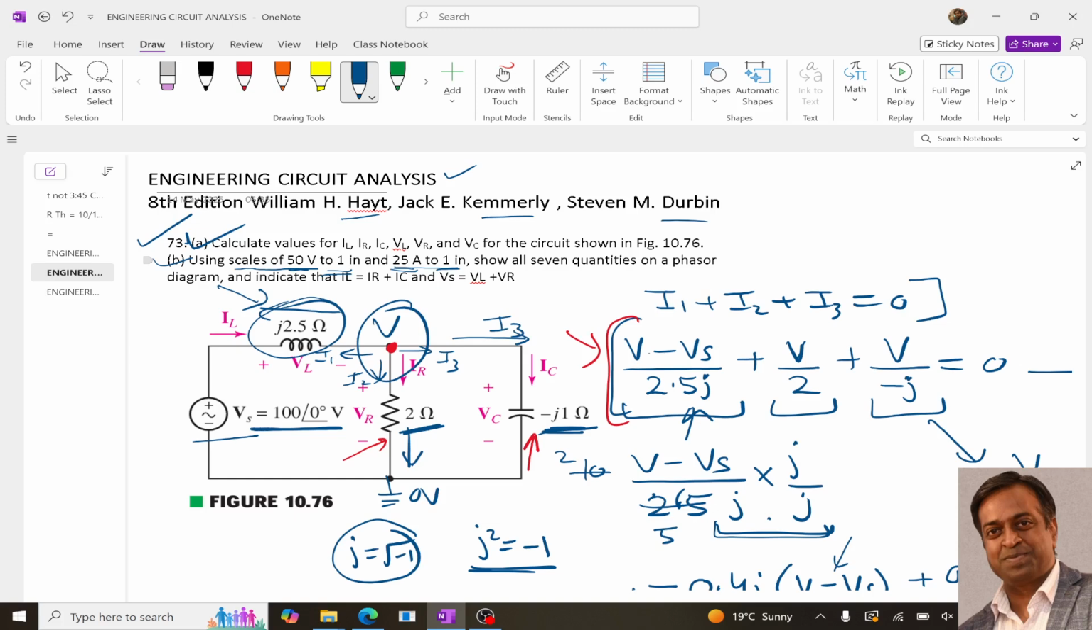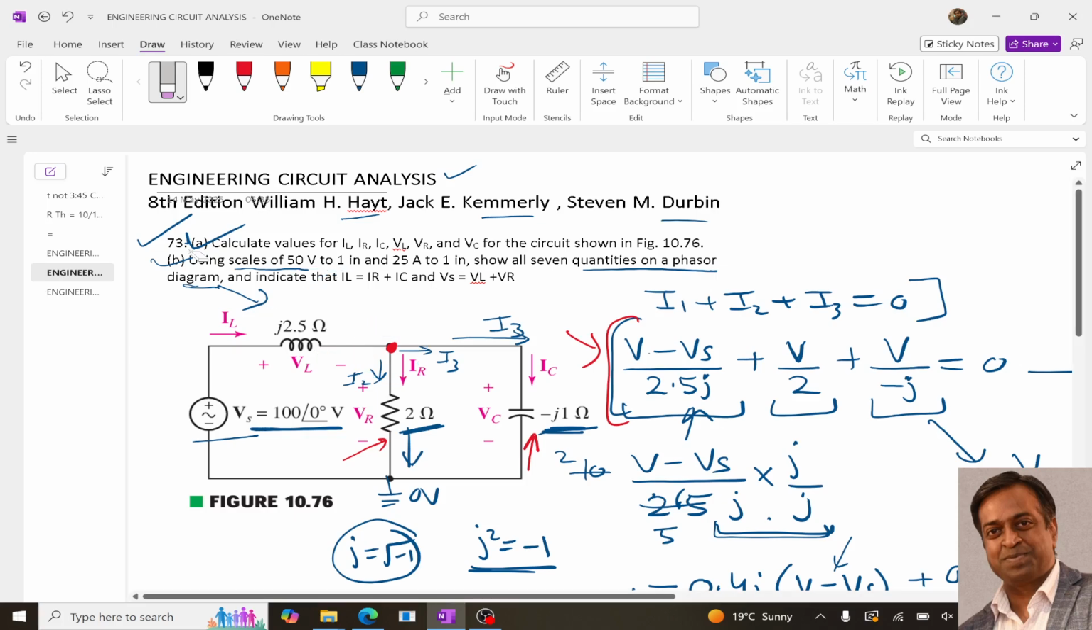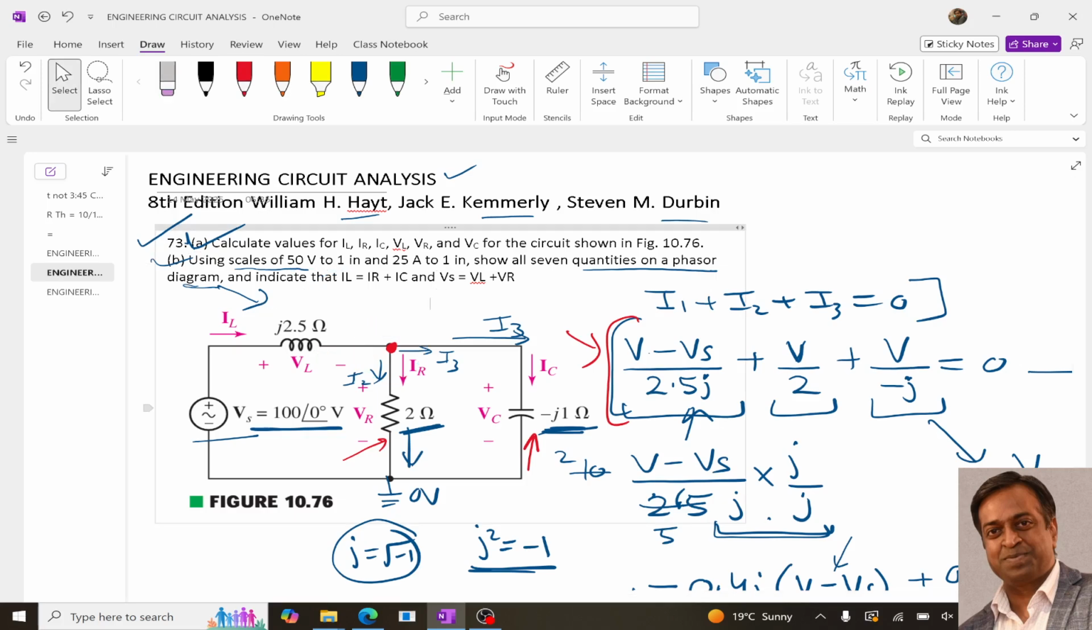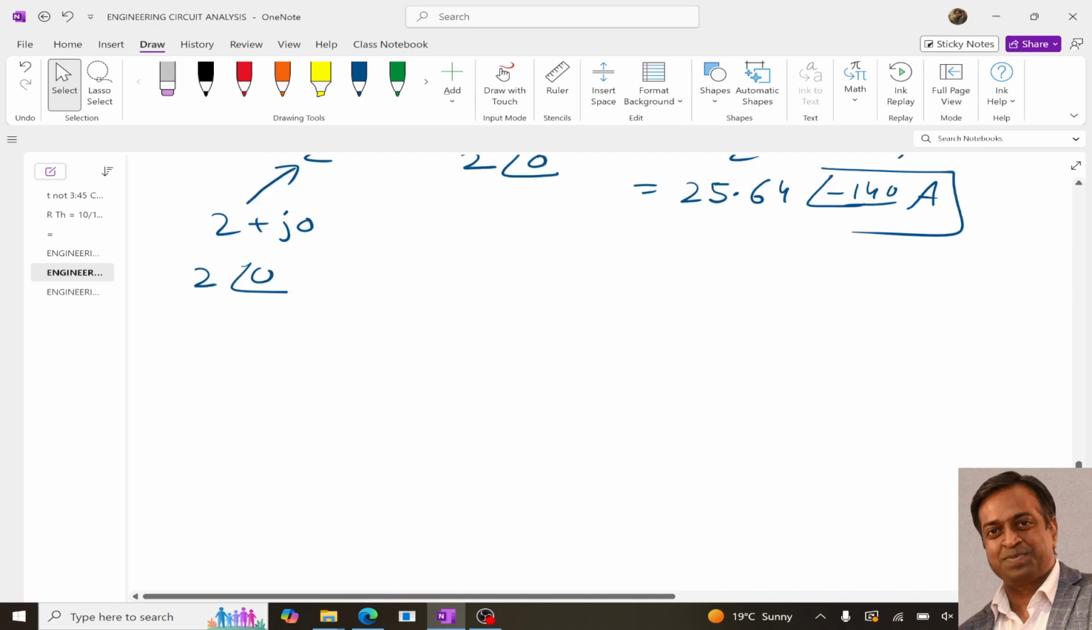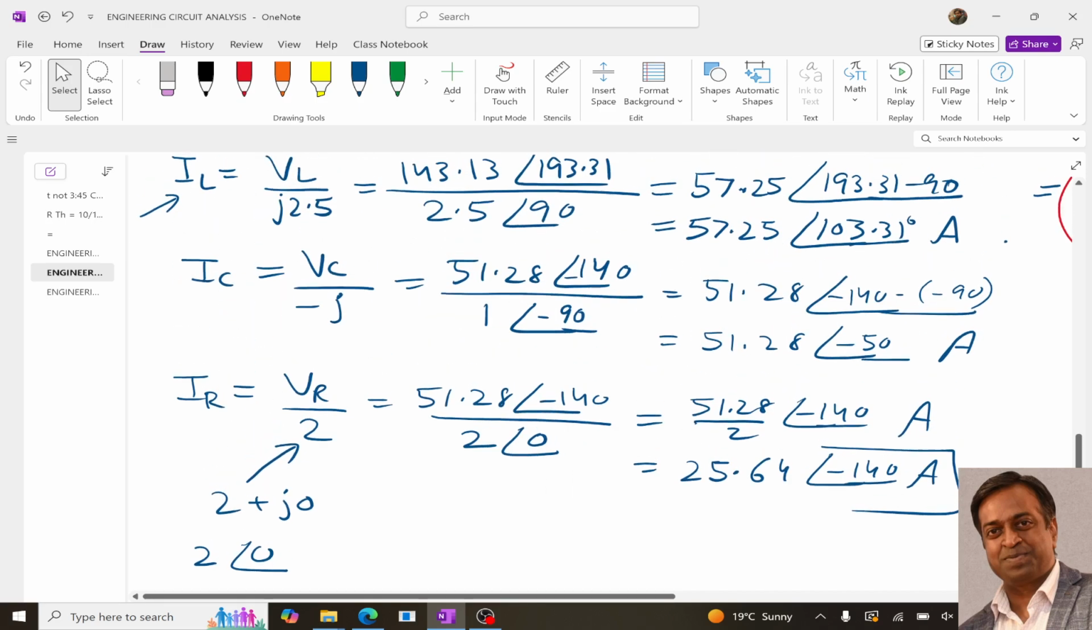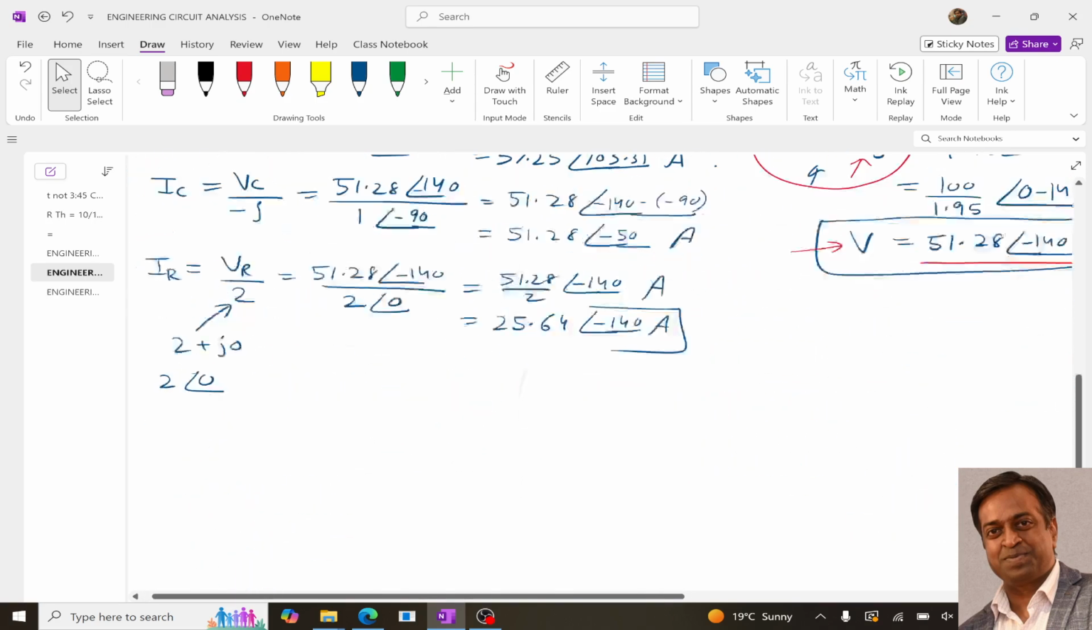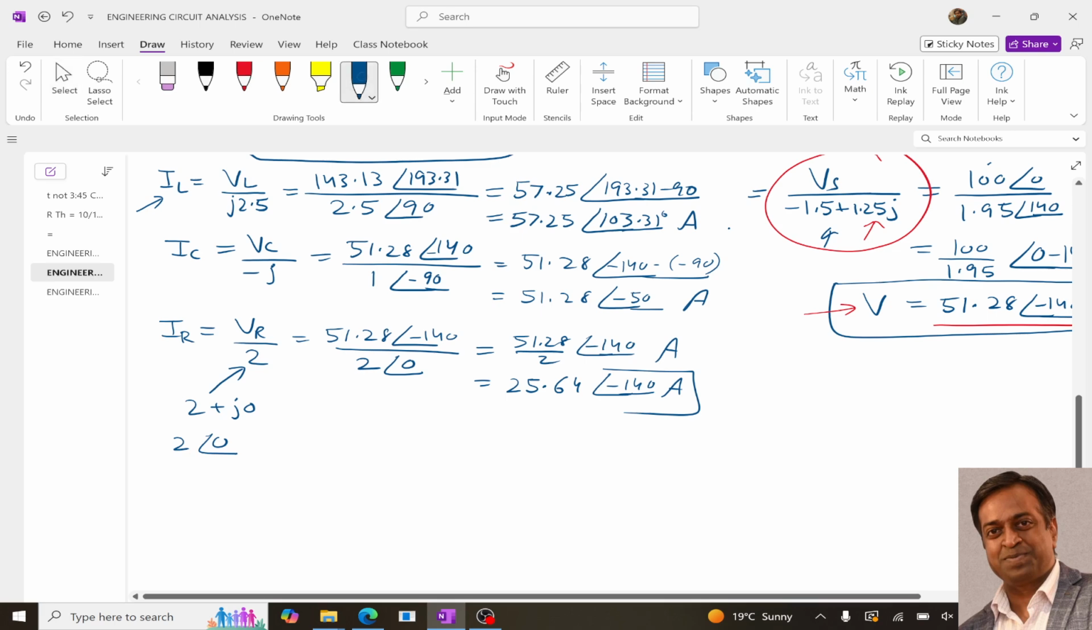Next, show all these 7 quantities on a phasor diagram and indicate that IL equals IR plus IC. Now what it means is that over here I got these 3 currents, so I will plot them on a graph.